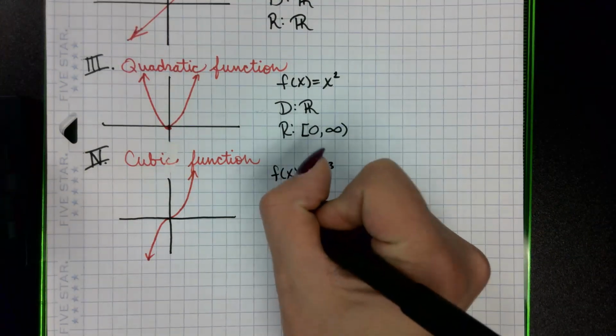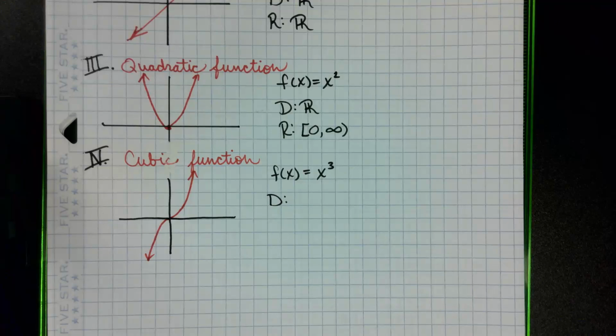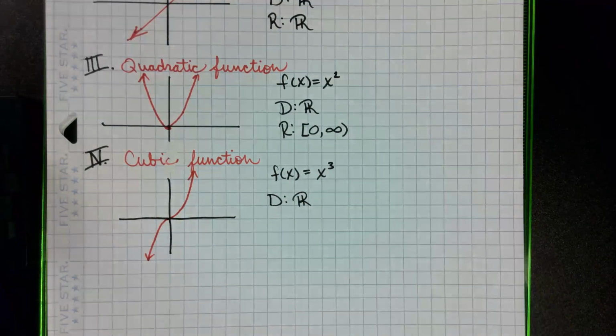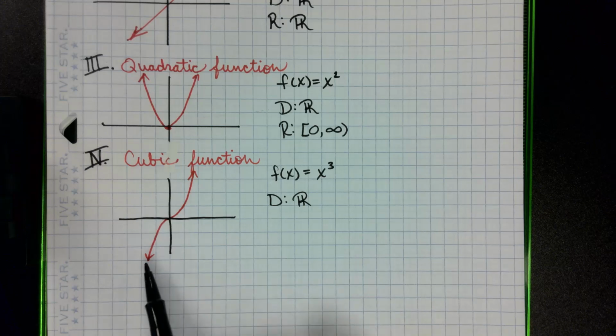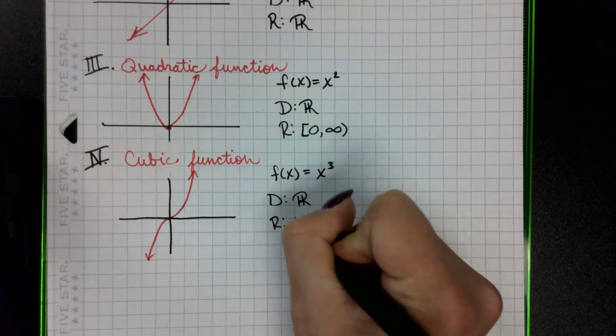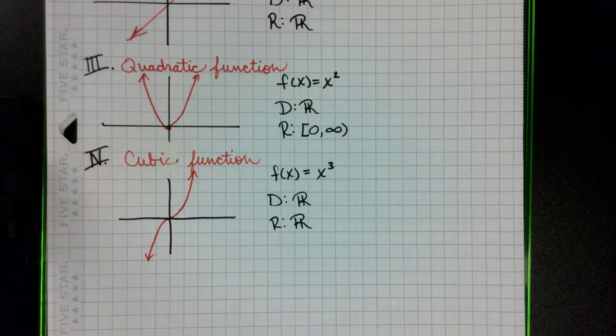So domain, left to right, it's all real numbers. Range, well, since this goes down towards infinity, all y values also, so the range is also all real numbers. Cubic function.